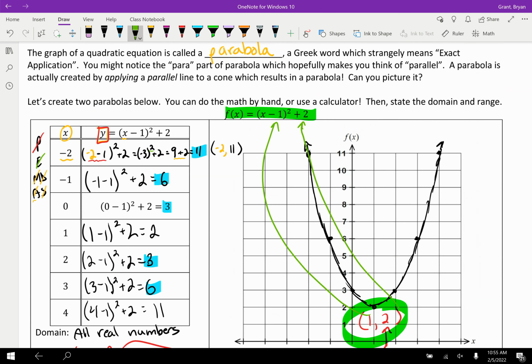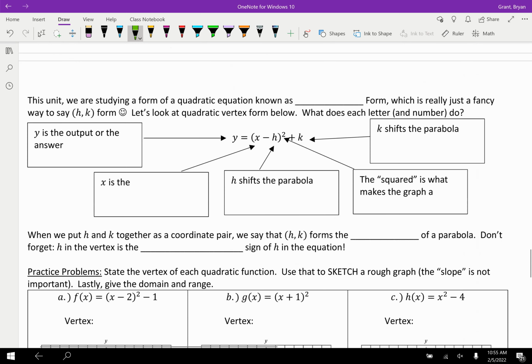Now remember, HK form really gives us a shortcut, a non-math arithmetic shortcut to find the vertex and to graph a function. And if you flip to the last page, we are going to go ahead and analyze HK form for quadratics. This unit, we're studying the form of a quadratic equation known as vertex form. There are actually 3 forms of quadratics, and we're going to be exposed to those as we move throughout the rest of this semester. Now, vertex form is really just a fancy way for us to say HK form. So let's go ahead and look at the quadratic vertex form below. And let's make sure we're comfortable with what each letter and number does.